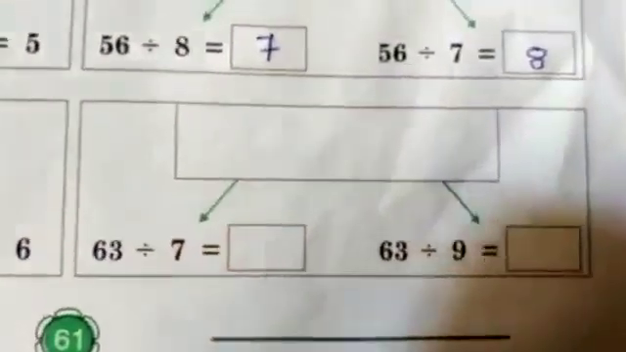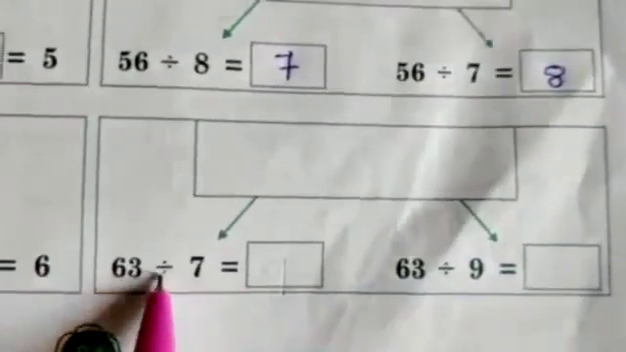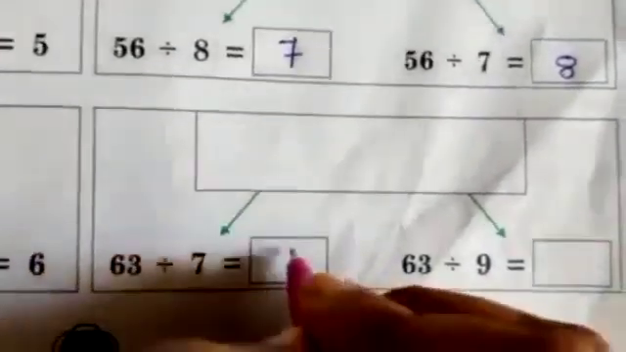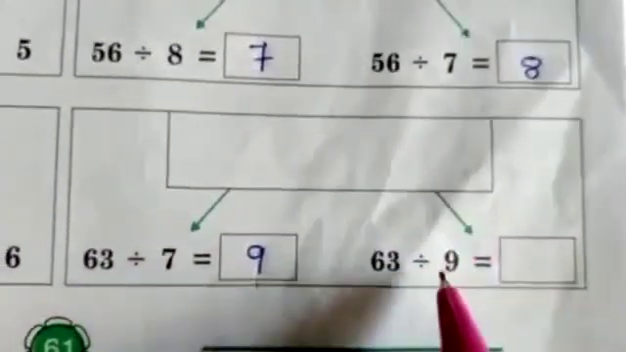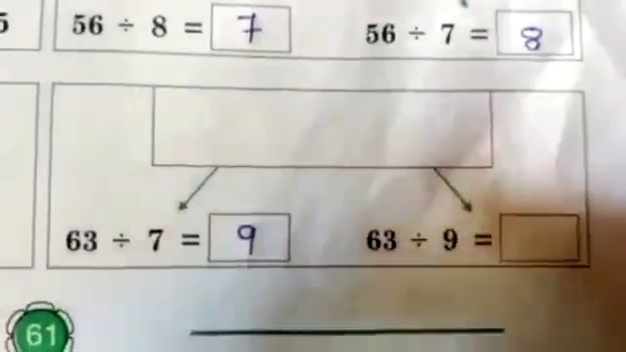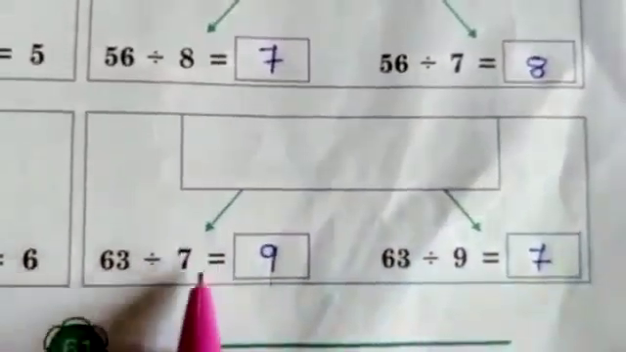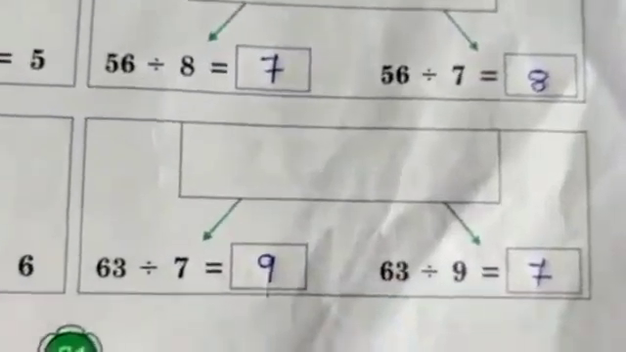Now next is 63 divided by 7. So 63 is coming in 7's table. How many is it? It is 9's. Very good. And 63 divided by 9. So it is coming in 9's table. 63. Yes. How many is it? 7. So here 7 9's are 63 and 9 7's are 63.